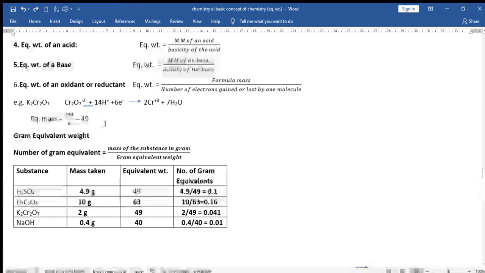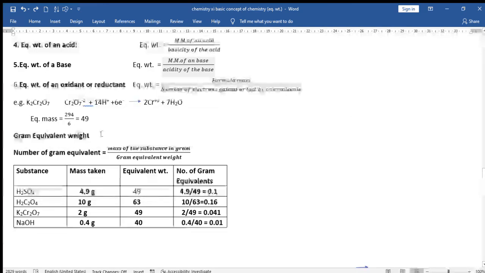Similarly, if ferrous ion is oxidized to ferric ion, it will lose 1 electron. So in that case, we have to write down the formula mass of the oxidant or reductant, like here ferrous sulfate. We write that down, and after that we divide it by 1 because the number of electrons that has changed is 1.